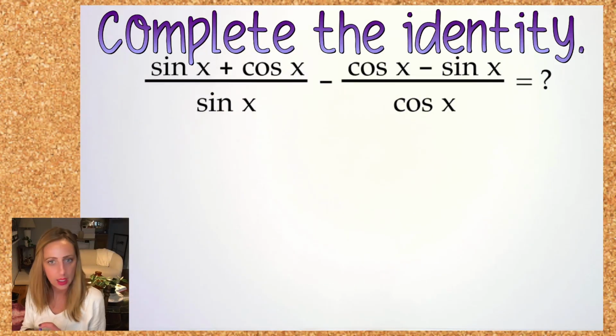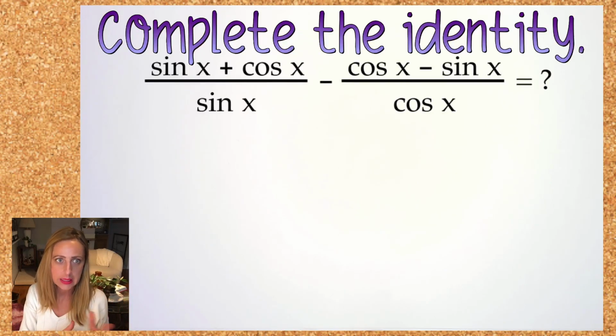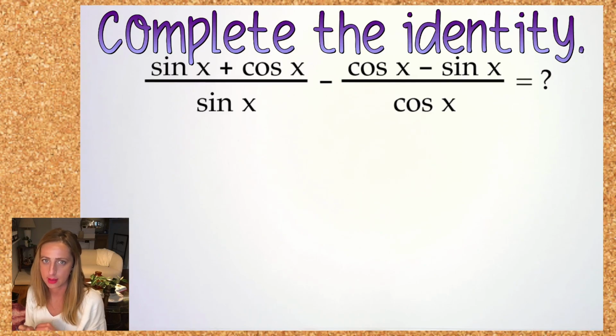Hey everyone, in this recording we are going to complete the identity you see on your screen right now. So we have the difference of two fractions. The first fraction is sin x plus cosine x all over sin x, and the second fraction is cosine x minus sin x all over cosine x.